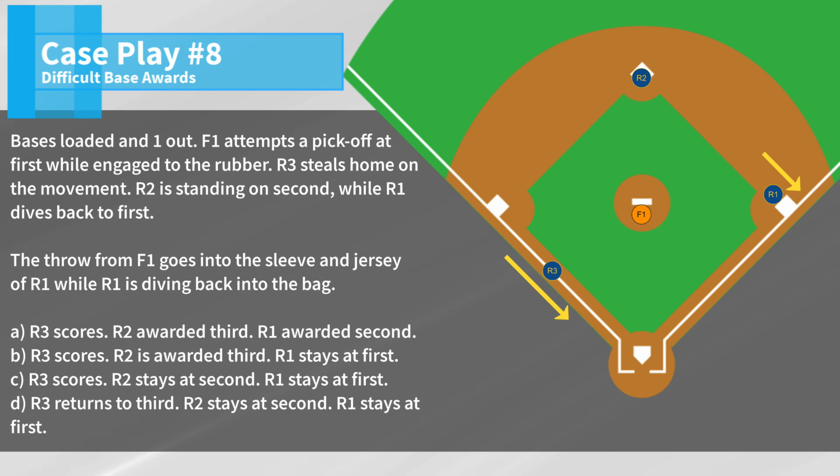Is this A, R3 scores, R2 awarded third, R1 awarded second? B, R3 scores, R2 is awarded third, R1 stays at first? C, R3 scores, R2 stays at second, R1 stays at first? D, R3 returns to third, R2 stays at second, R1 stays at first.